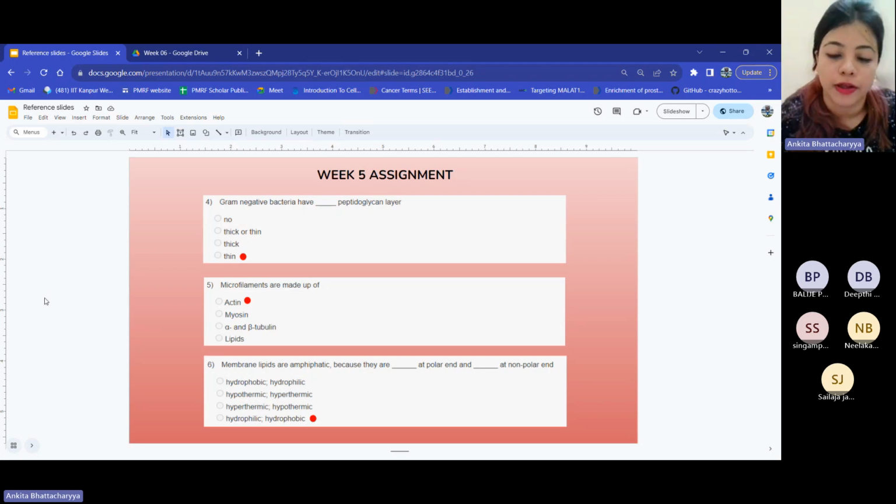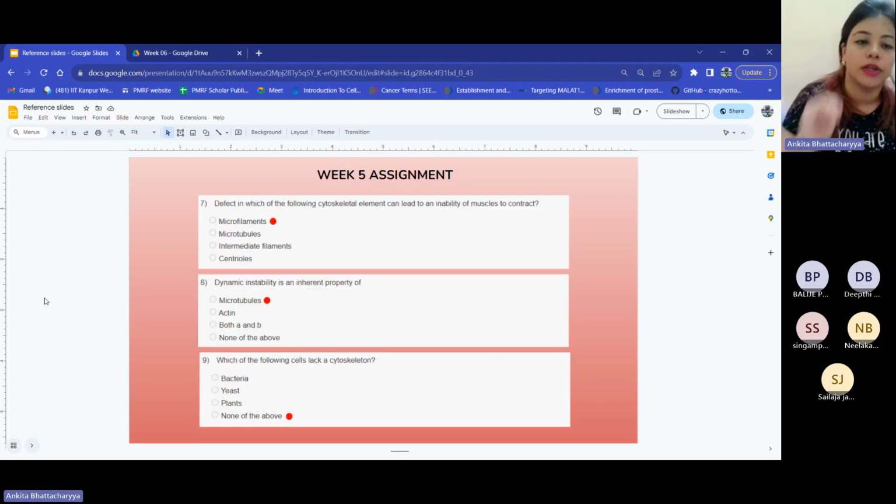So hydrophilic and hydrophobic. Then in question 7, we're asked that the defect in which of the following cytoskeletal elements can lead to an inability of muscles to contract. So we talked very briefly about it, that the actin filaments, along with another type of element which is known as myosin, are involved in the sliding filament theory, which is the muscle contraction phenomenon, how the thick and thin filaments move with respect to each other in order to allow the contraction and relaxation of any particular skeletal unit to occur. And therefore, the cytoskeletal element which is involved in the same is microfilament.